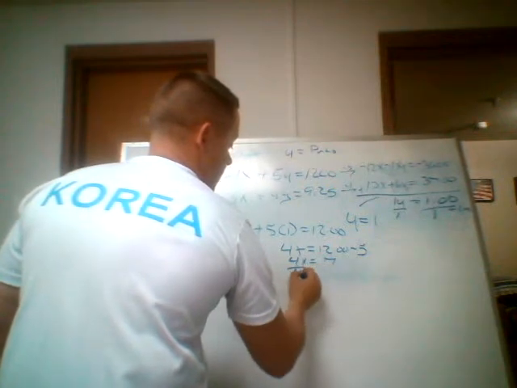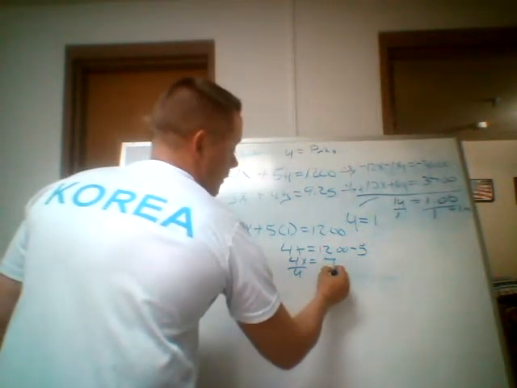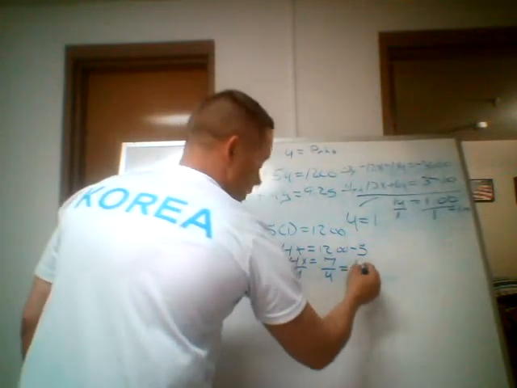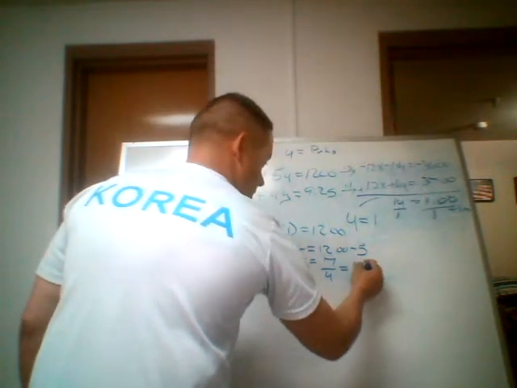Divide that by 4 over 4. Now we have 7 over 4, which also is $1.75.